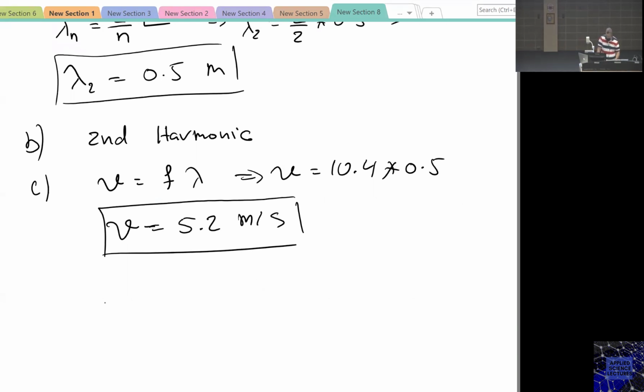So this is the end of our example. And this concludes our lecture, unless you have questions. If you have a question, please ask before we end our lecture. Questions? Questions about the waves or nodes, antinodes, or resonance? No questions? Yes, go ahead.